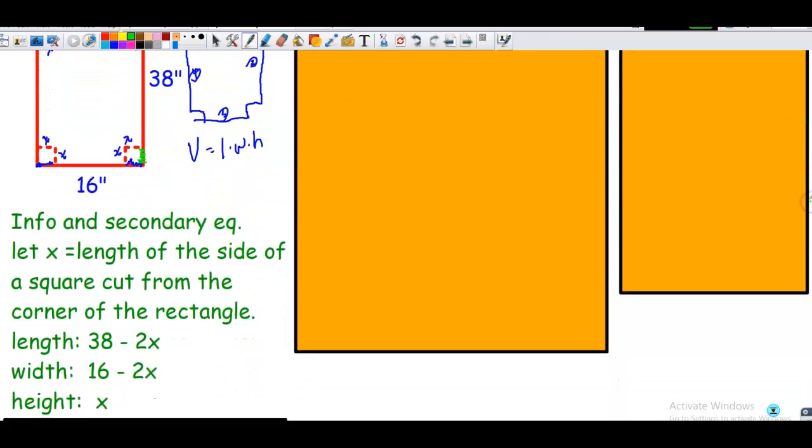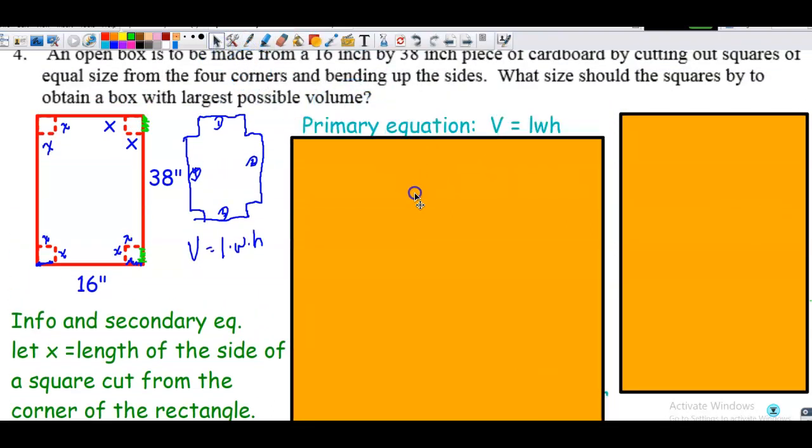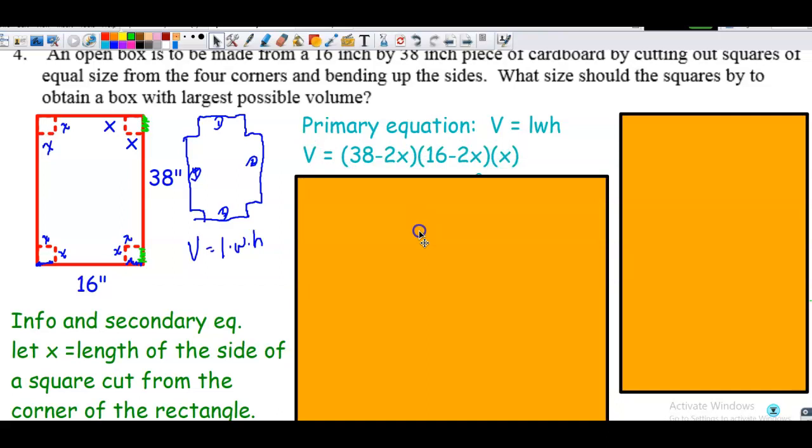And the height of the box is what you get when you fold up the flaps. That would be the size of the cut that you make. So that's x. So there's the length, the width, and the height. Now we're trying to maximize the volume of the box, and so we said the volume of a box is length times width times height. Our length is 38, take out 2x. Our width is 16, take out 2x, and our height is x.